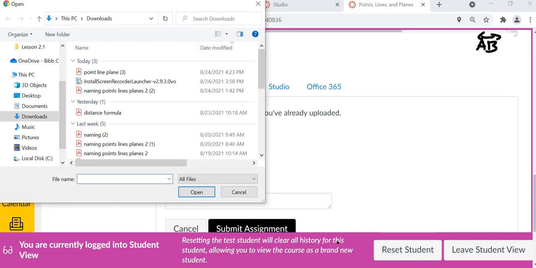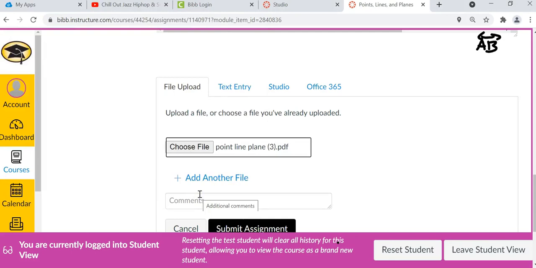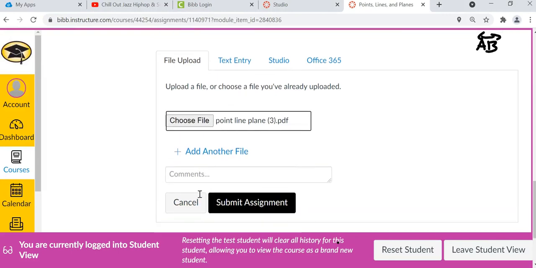I know it's not filled out. It's called Points, Lines, and Planes. Upload it. We know it's not filled out, but there's a way you can fill it out on here, and that's what I'm showing you. And just go ahead and submit it.